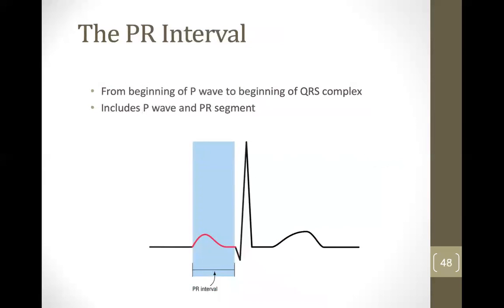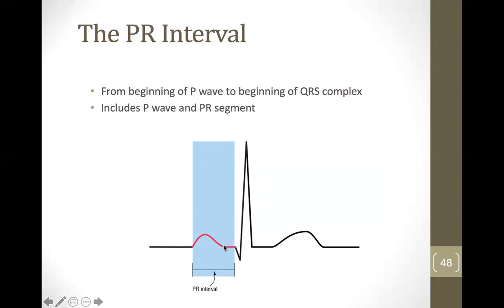So taking a look at the P to R interval. The P to R interval starts at the very beginning of the P wave. The first wave we see right here is the P wave, and it goes until the beginning of what's called the QRS complex. So it includes both the P wave and the P to R segment.